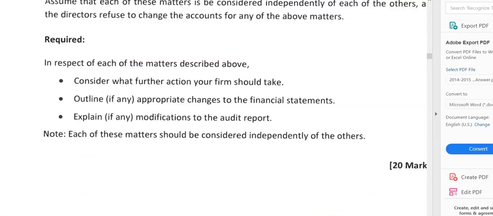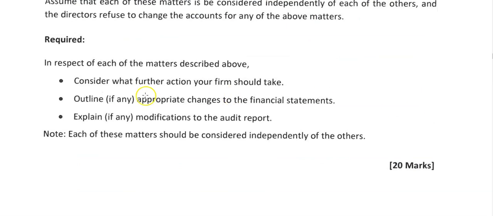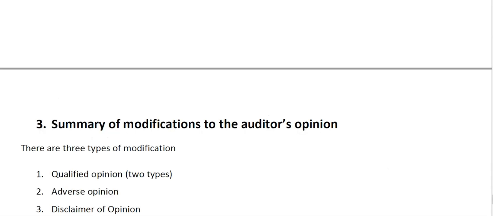And we'll just look at another one here. Outline appropriate changes to financial statements, which you may have to discuss anyway in all of these if there's an error, and modifications to the audit report. So that's generally how they're asked. This bit, further actions, is slightly different, and we'll look at that again. So just to get back, they're the modifications, and keep them in mind.